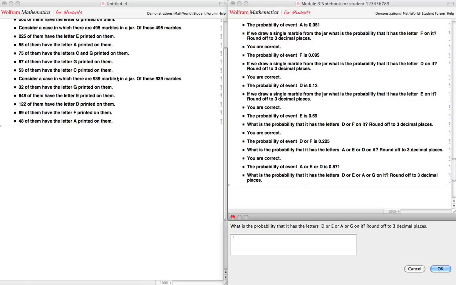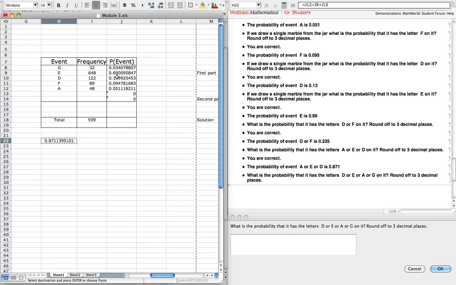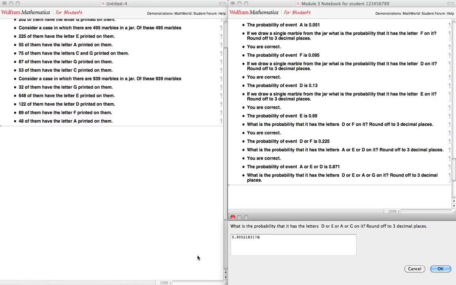What's the probability that it has the letters D or E or A or G on it? You could just add them all up: D plus E plus A plus G. Or you could just say, what's 1 minus the probability of F, since as the second law tells you, all probabilities should add up to 1, and in this case we're asked for the probability of 4 out of 5 events.